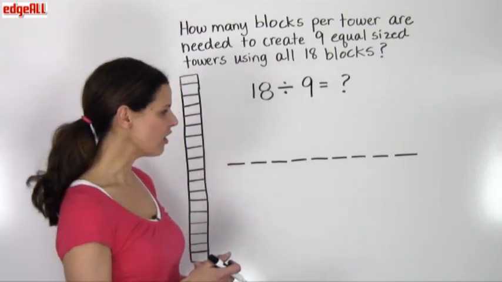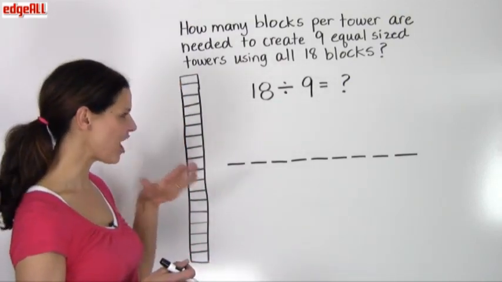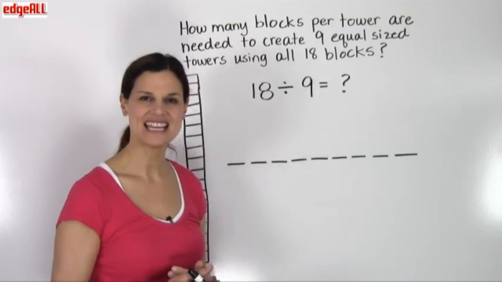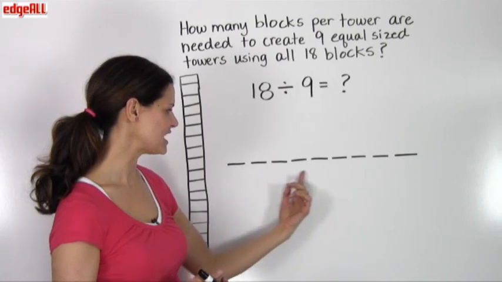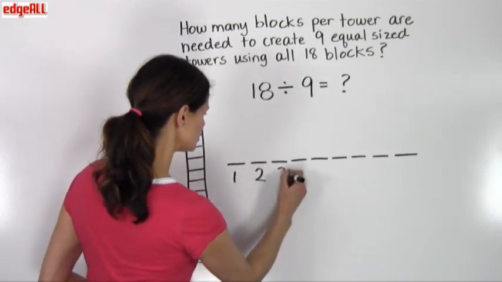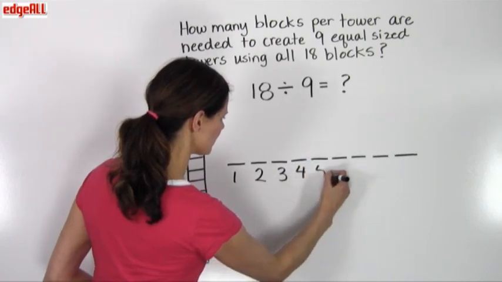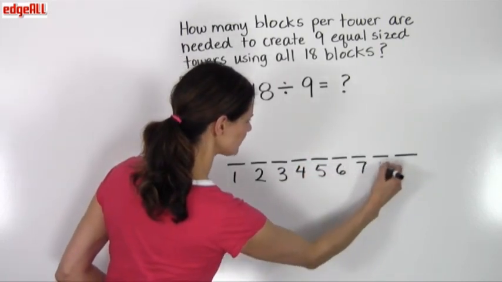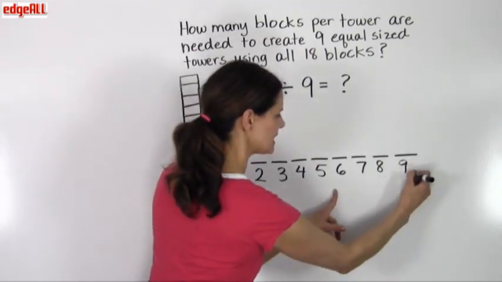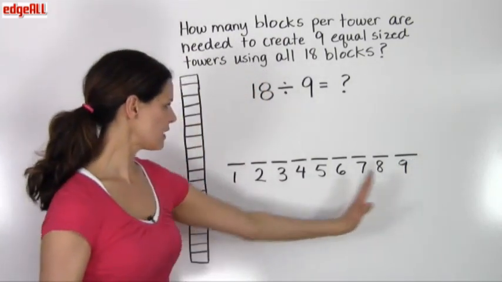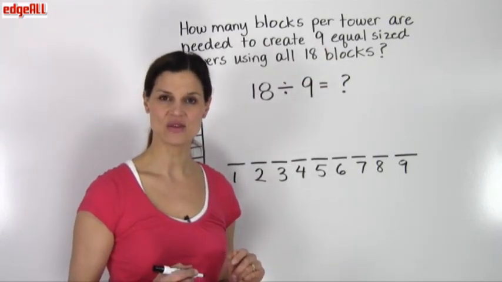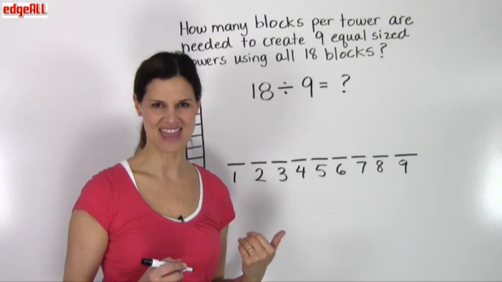And so to solve this problem using a drawing, we are going to create 9 spaces, and I've drawn 9 little lines here. Let's label them, which will help us keep track of each of our little towers. So I've got 1, 2, 3, 4, 5, 6, 7, 8, and 9. These are going to represent the 9 towers that we're asked to make, and we're going to be using our 18 blocks to make those.